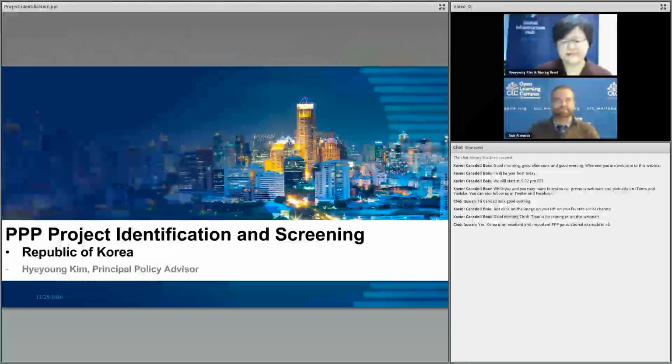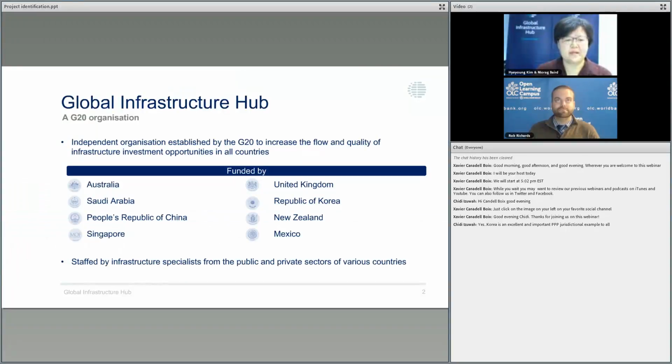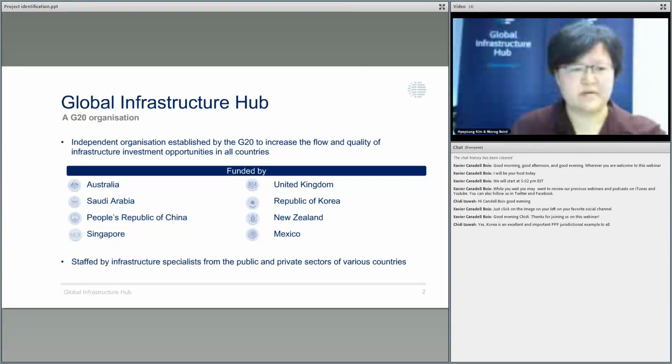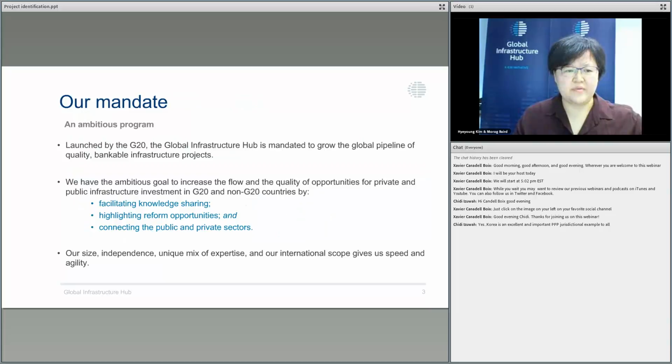Hi. My name is Hae-young Kim, as introduced by Rob. And let me briefly introduce Global Infrastructure Hub. Global Infrastructure Hub is an independent organization established by the G20 countries and funded by various countries. So we have a very ambitious program to increase the flow and the quality of opportunities for private and public infrastructure investment in G20 and non-G20 countries.